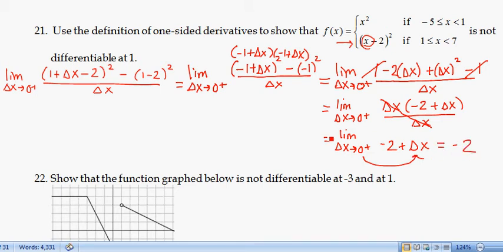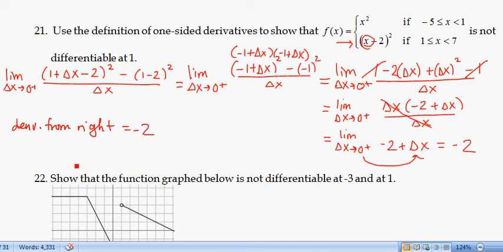Now as delta x goes to 0, we get negative 2. So the derivative from the right, the slope for values of x bigger than 1, is negative 2. Sorry, as soon as I finished writing that, I realized I didn't want to say that in general because we didn't say it for all values of x. This was just at 1. So all we can say is the derivative from the right is equal to negative 2.